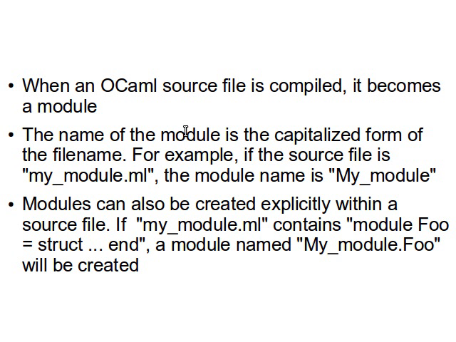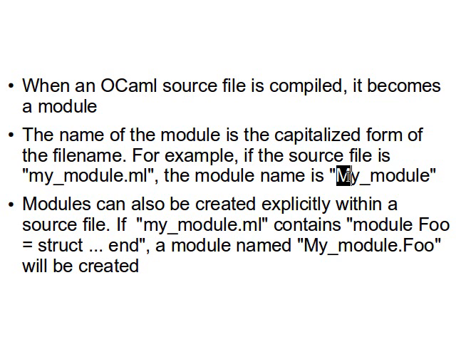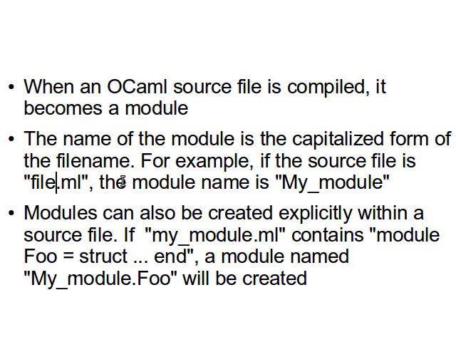Now, believe it or not, when an OCaml source file is compiled, it becomes a module. So when we dealt with file.ml before, when we compile it, it actually becomes a module. The name of the module is the capitalized form of the file name, i.e. for that file, the module will be just File but with a capital F. So for example, if my source file is mymodule.ml, then the module name will be Mymodule with a capital M. Likewise, for the one we're using, file.ml, the module name will be File with a capital F. So remember that in OCaml, when we compile a file, it automatically becomes a module.